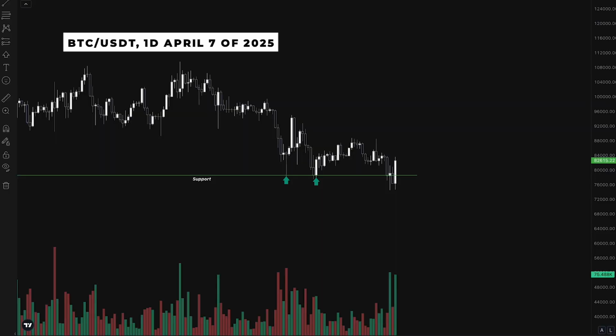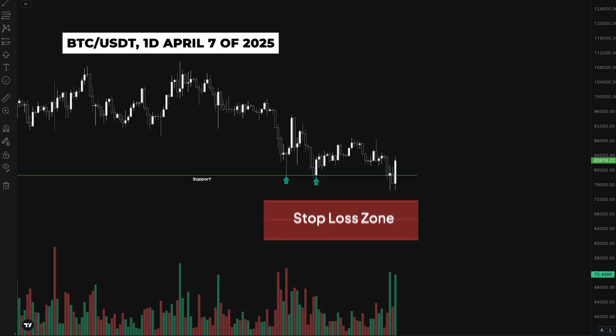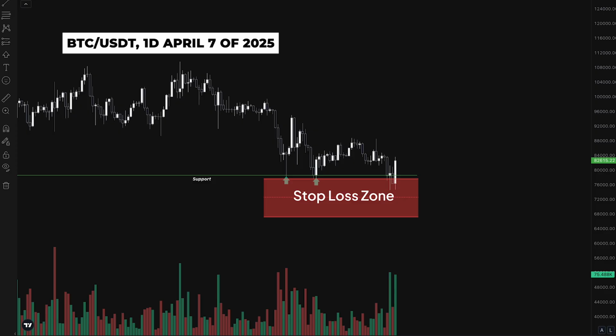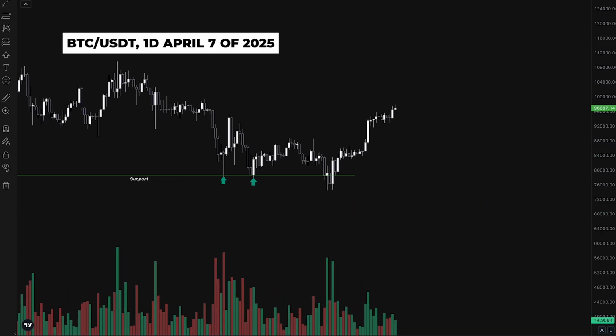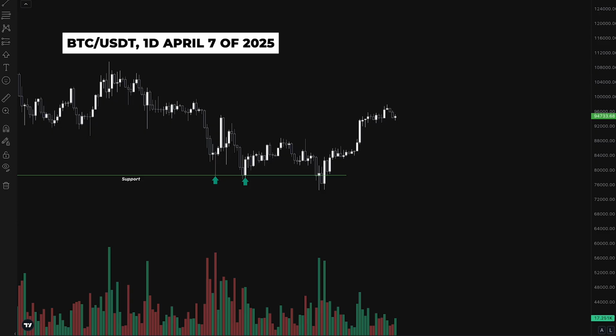Now let's look at another real example. Here's the daily chart of Bitcoin USDT on April 7, 2025. Notice this support zone that caught retail traders' attention for days. Many had their stops placed right below it. When the price broke the level, it looked like the start of a dump. But look what happened right after that. A sharp reversal, rising volume, and a close back above the zone. That's your classic stop run.